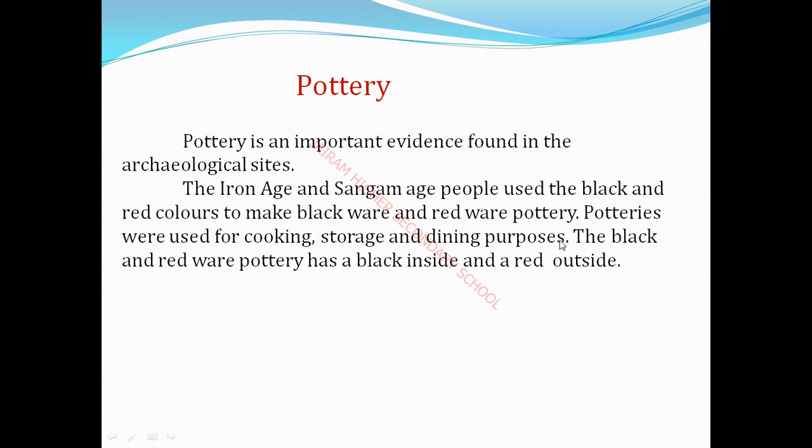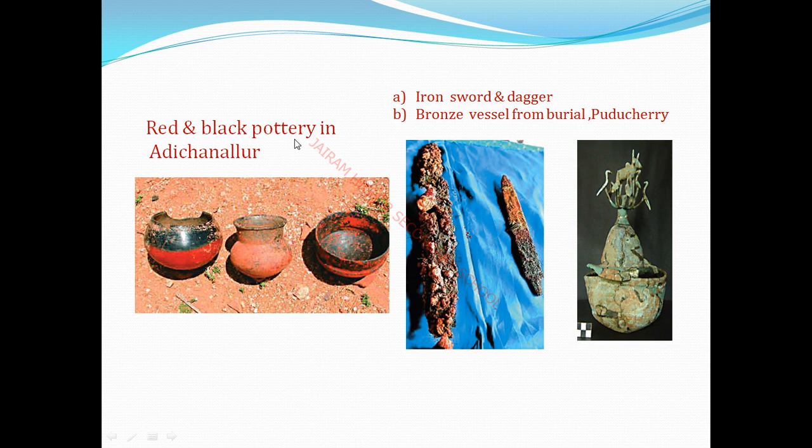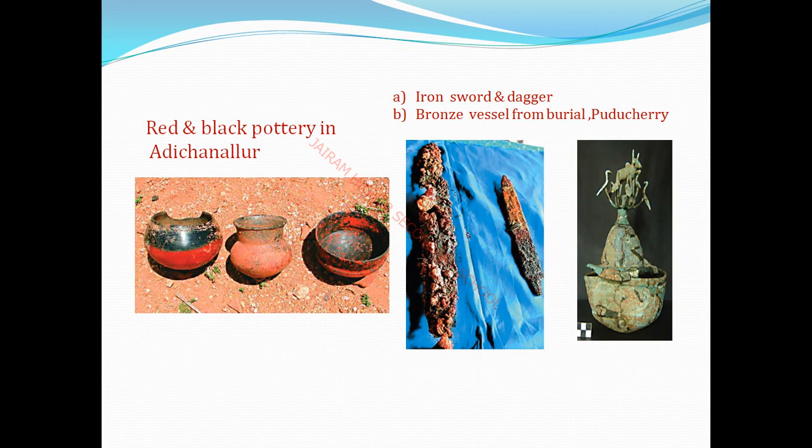Next, this is the red and black pottery in Adichanallur, identified and found by archaeologists. You see, the red is at the outer and the black is at the interior of the pottery work. Then these are the iron swords and daggers. You see that it is knife shaped. Then the bronze vessel from a burial, you can identify it here. This was found in the place of Puducherry. I hope you have remembered this.